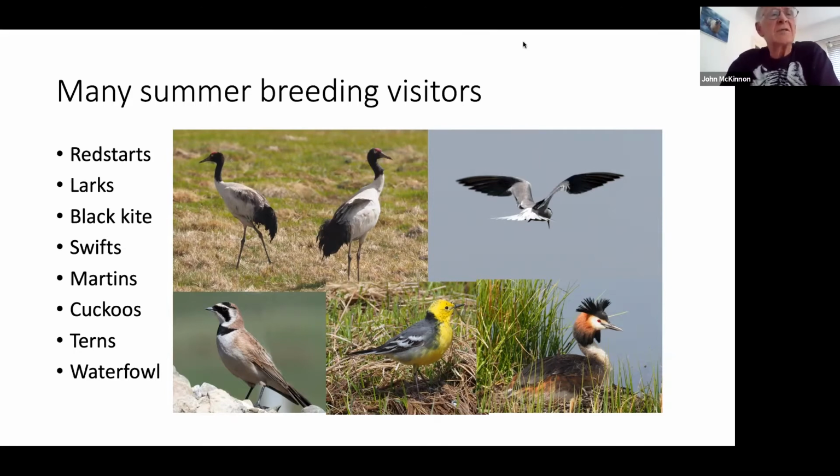I mentioned the kite earlier, but the swifts arrive, and the larks come in to breed. Some of the Redstarts are migratory. The martins, the cuckoo, which Terry will talk about a bit later, you get on the lakes. There are a lot of lakes, intermontane lakes and plateau lakes with a lot of waterfowl, cranes, and there's a grebe there, terns, bar-winged geese, etc.